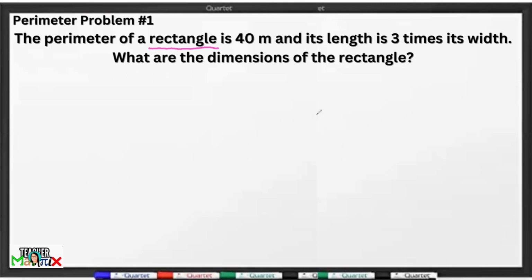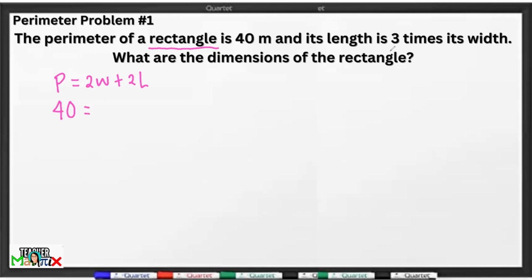shapes. Now, since we're talking about rectangle, ito yung formula niya. Perimeter of a rectangle, where P is equal to 2 times width plus 2 times length. Now, according to the description, the perimeter of a rectangle is 40 meters daw. So, given na yung perimeter. Okay, 40 meters.